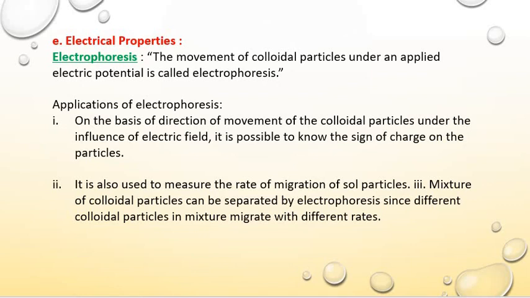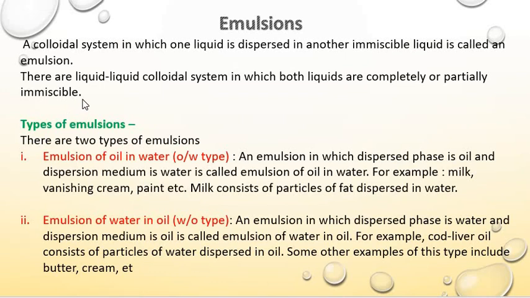Now, emulsion. Emulsion is one kind of colloid. A colloidal system in which one liquid is dispersed in another immiscible liquid is called an emulsion. These are liquid-liquid colloidal systems in which both liquids are completely or partially immiscible. There are two types of emulsion.